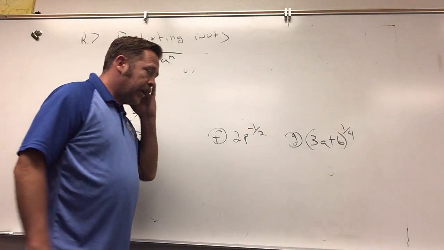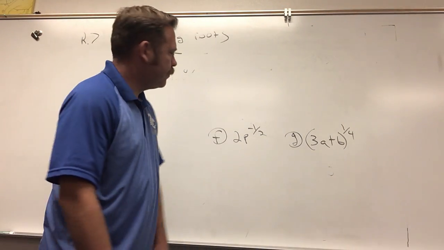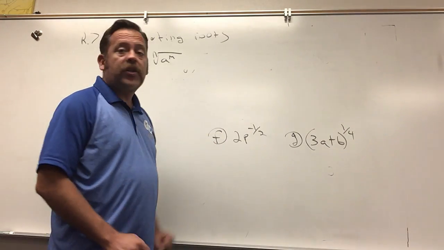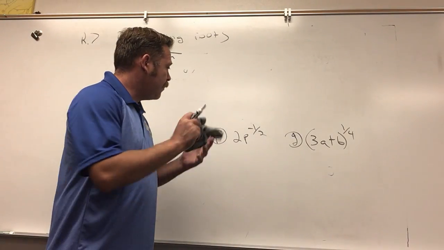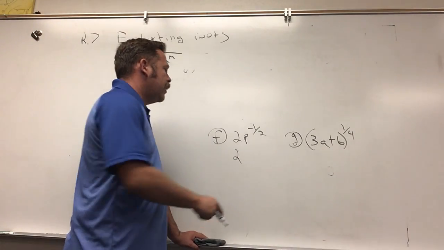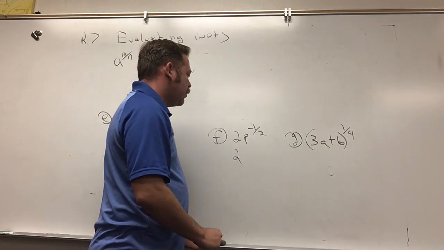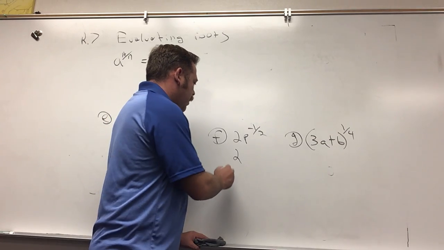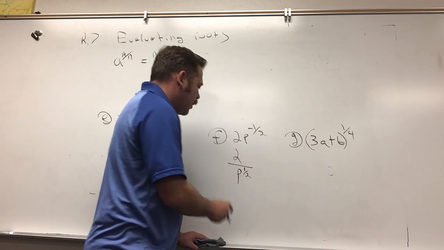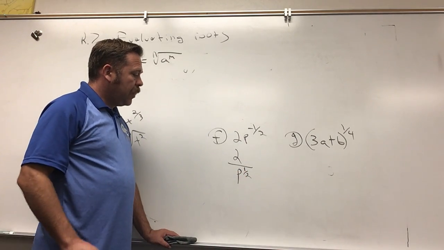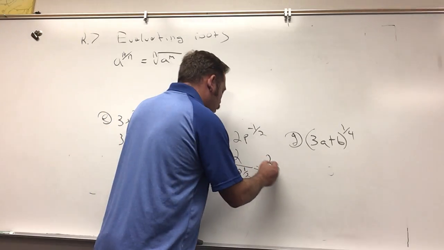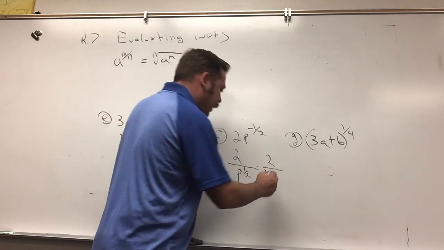All right, this one's tricky. Oh, you're not going to like this one. I have a negative exponent. How do I fix a negative exponent? I have to move it to the other side. So what I'm going to get is 2, and then this p goes down, and I'm left with p to the 1/2. Now, what is my root number going to be? My root number is going to be 2. So I have 2 over the square root of p.